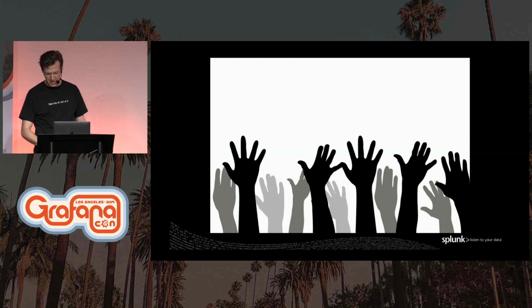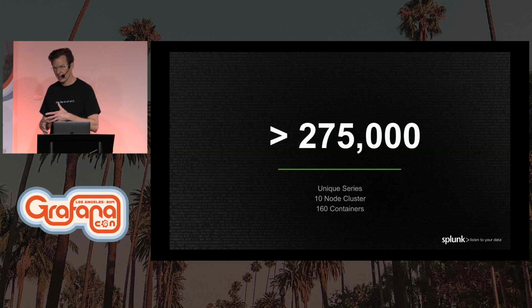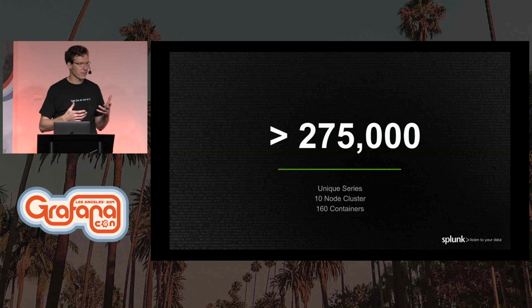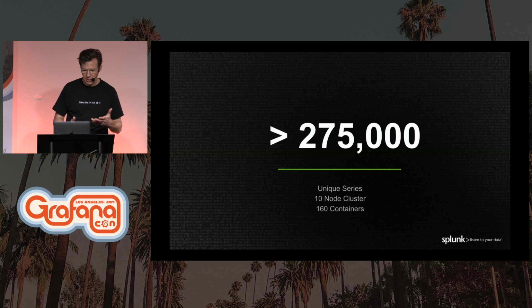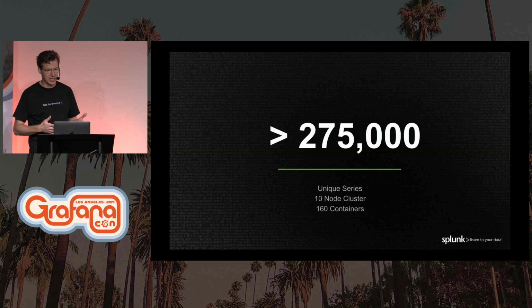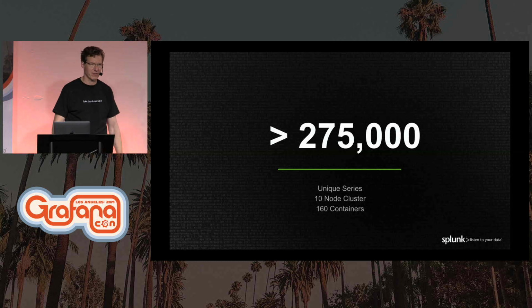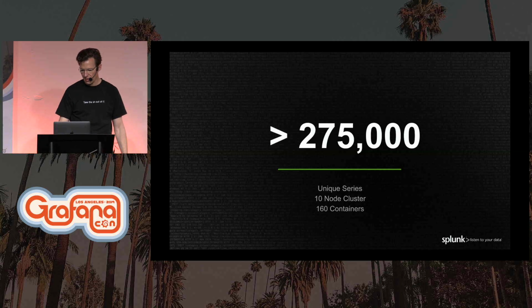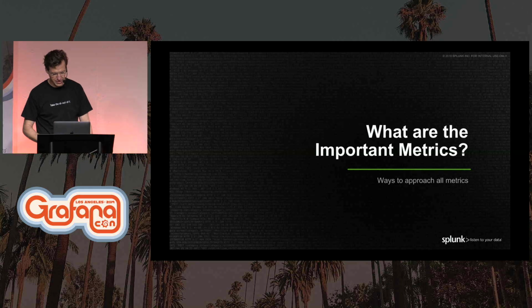Good. So I'm sure that you are aware, I hope that you are aware, that Kubernetes emits an enormous amount of metrics. For a moderate-sized Kubernetes cluster, 10 nodes, 160 containers, puts out more than 275,000 unique series. So this is an enormous amount of data. What do I do with all this data? I install all of this stuff, and now I've got all this data, and how do I reason about it? How do I get interesting insights out of it? What are the important metrics?